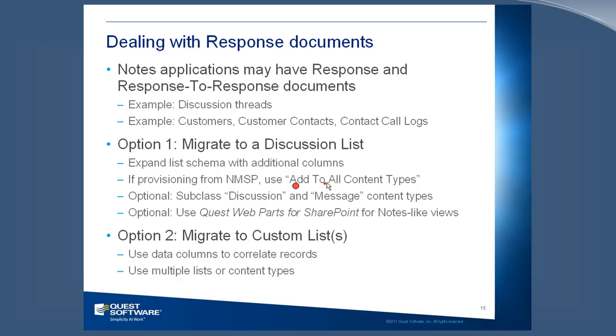Now in 6.1 we make it a little easier for you. We have a little add to all content types flag, which I'll show you in just a minute. Now if you want to go even farther with that, sometimes people would actually create a new content type that's derived from discussion and a content type that derives from message, which has more control. I think it achieves the same thing in the end as just doing this, but you've designed a content type that doesn't just say discussion, but it says customer record or customer contact.